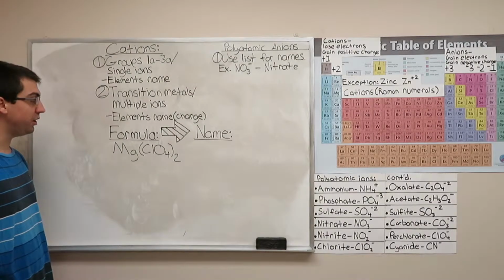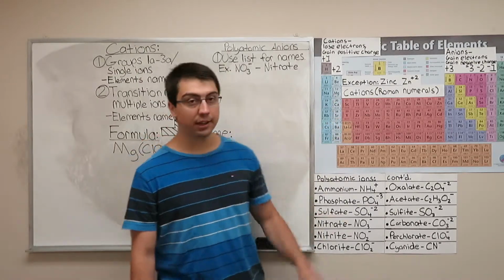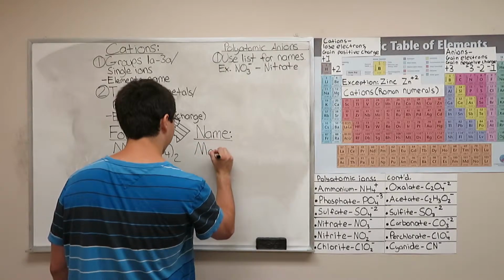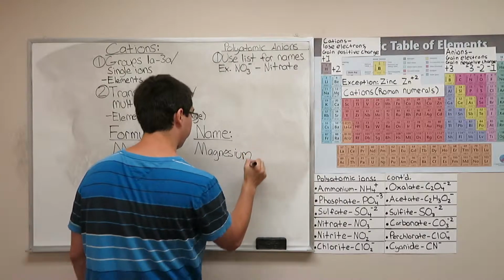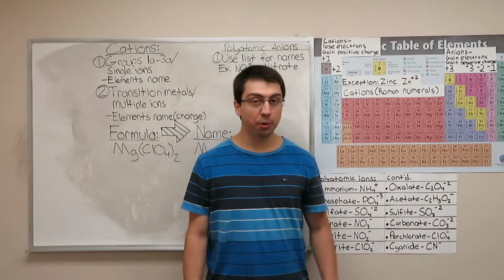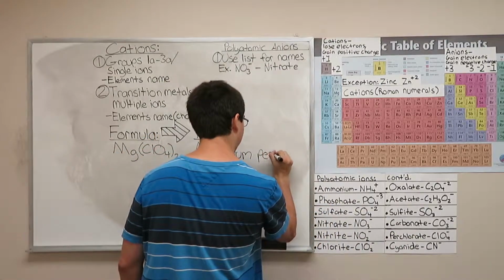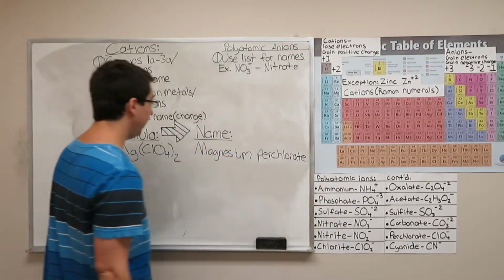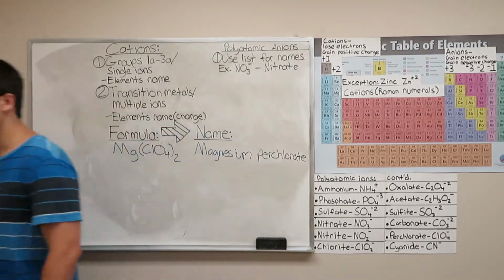Our formula is MgClO4. First we need to write down each of their names. We have Mg, and that's magnesium. We have ClO4. ClO4 is perchlorate. And the name for MgClO4 is magnesium perchlorate.